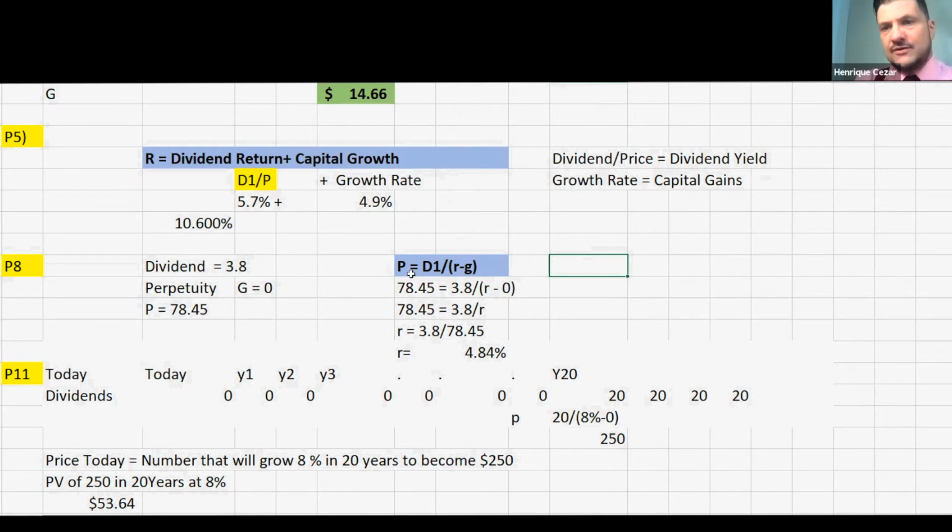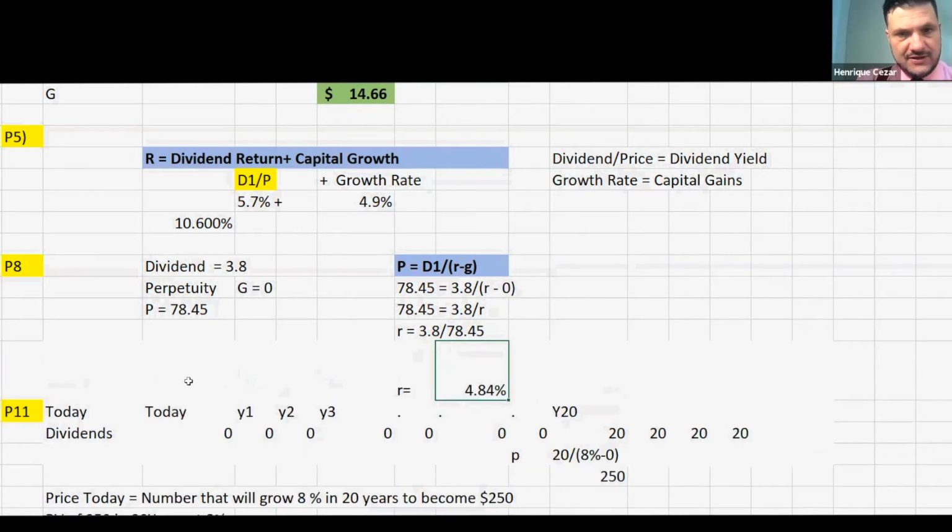So if you're doing it this way, P is 78.45, equals 3.8, which is the dividend. It doesn't make sense to call it D1 or D0 because the dividend is constant, so it will always be the same. Divided by R, which we're looking for, minus the growth rate, which in this case is 0. Memorize that in perpetuity, the growth rate is zero because it usually has a constant dividend. Isolate R, and you get 4.84 or almost 5%.